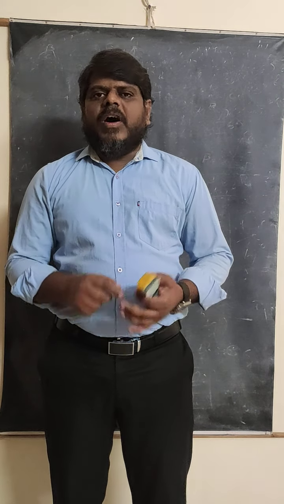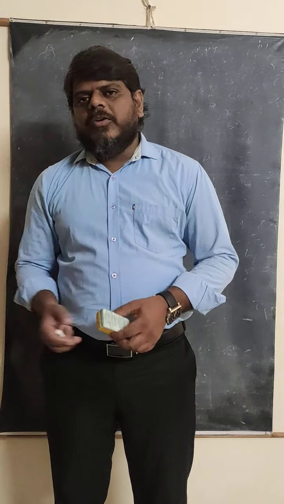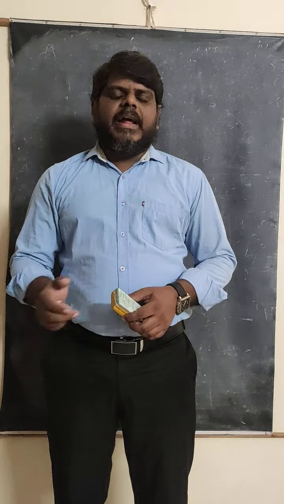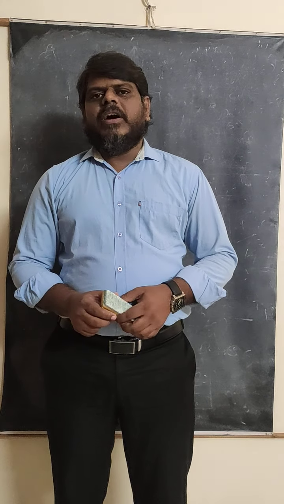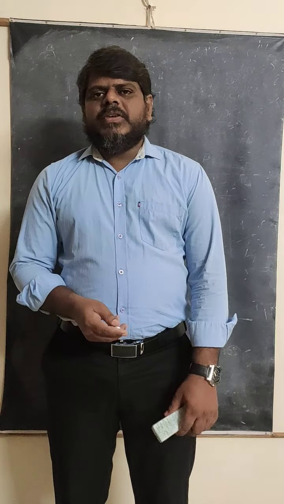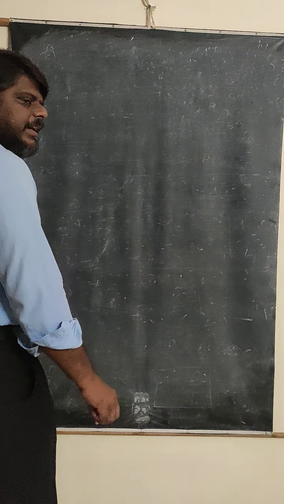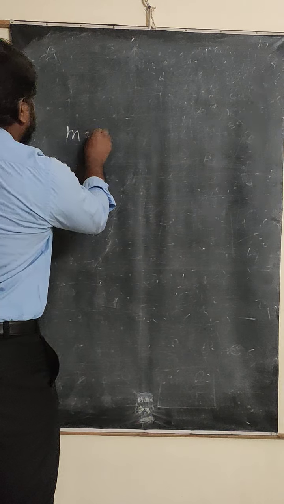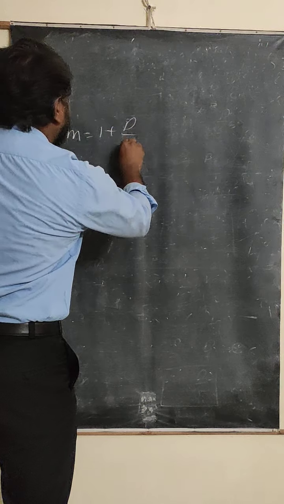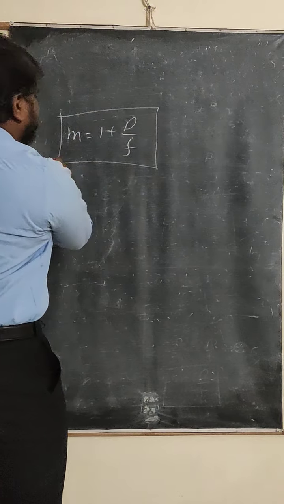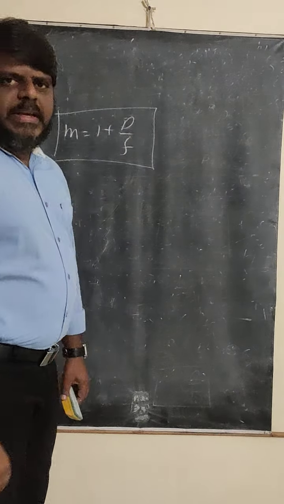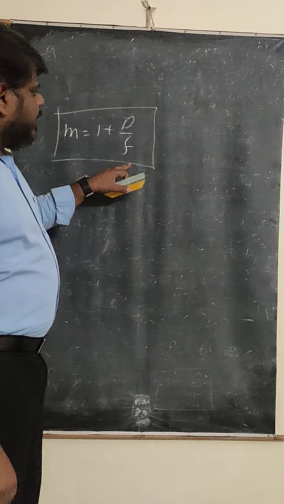The near point and far point magnification formulas are very important because we are going to use the same formulas in the compound microscope and also later in the telescope. So I will briefly explain the magnifications here. In the case of the simple microscope, the magnification at the near point is m equals 1 plus D by f.